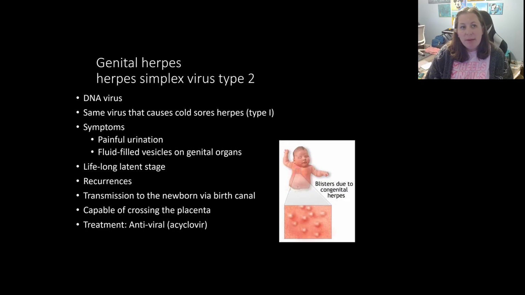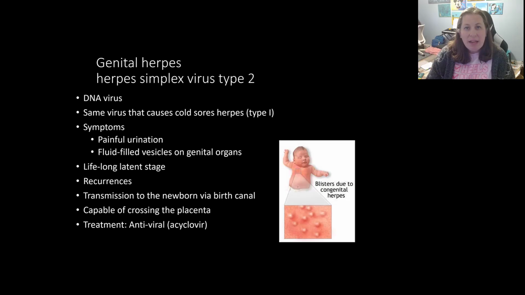This is caused by a herpes virus, specifically type 2. It is a DNA virus, and it is the same virus that causes cold sores in the mouth. This one, though, normally is considered type 1, but you can have them in either place. You can have type 2 in the mouth. You can also have type 1 down in the genital areas.